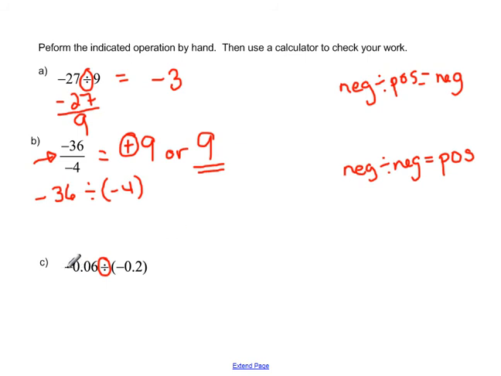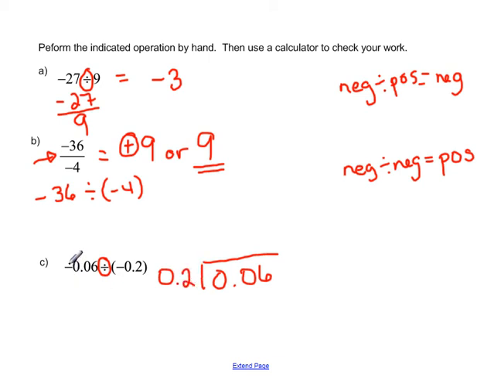Our last problem, we have negative 0.06, so negative 6/100ths, divided by negative 0.2, which is the same thing as negative 2/10ths. We're being asked to do these by hand, so we want to be sure that we can get this set up. Remember how we set up a division problem like this. We would do 0.06, and we're going to divide that by 0.2. And you might be saying, now wait a minute, what happened to the negative signs?